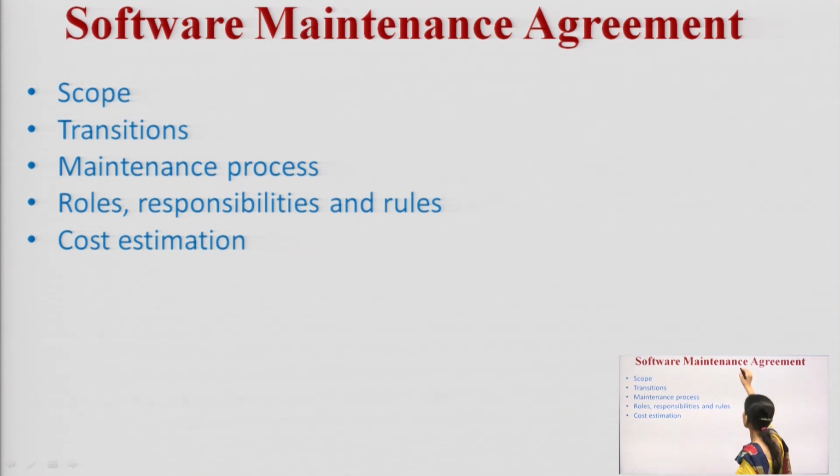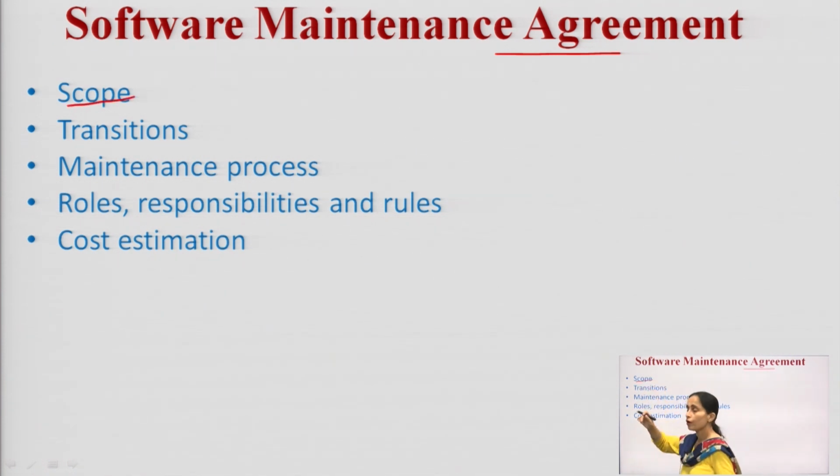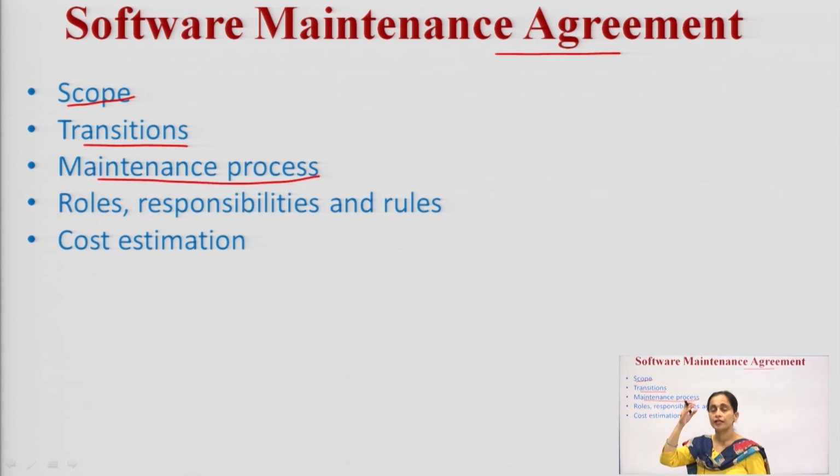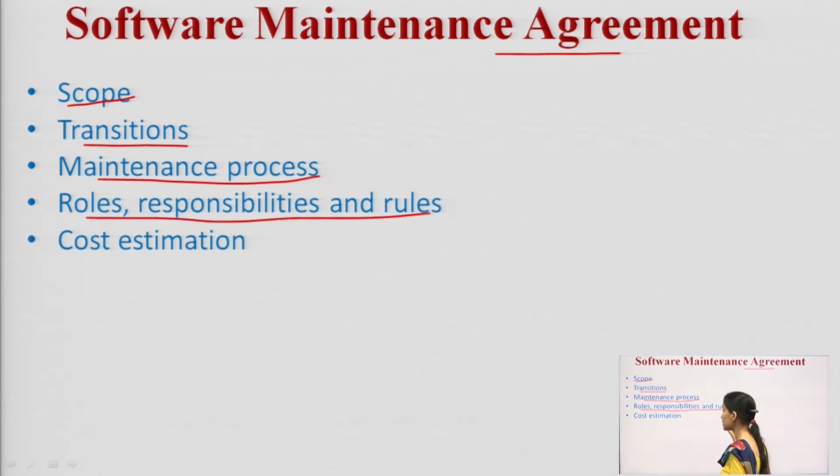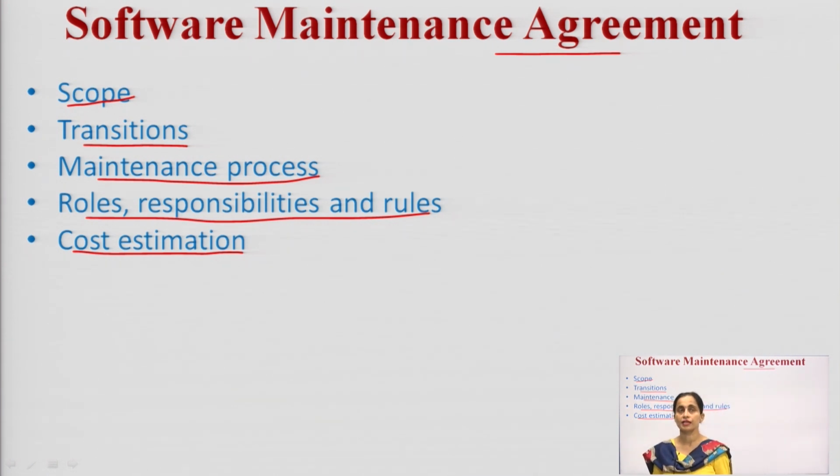Then what is the software maintenance agreement? It starts with scope. We need to look up the scope of the software project. Then we need to see the transitions, where the possible suggestions are. Then we need to define the maintenance process that includes all the 5 stages. Then we need to define the roles and responsibilities, the rules of this maintenance, that is, the different persons involved in this maintenance activity, and in the last we should do the cost estimation, meaning the cost of the maintenance phase is calculated covering all the possible efforts.